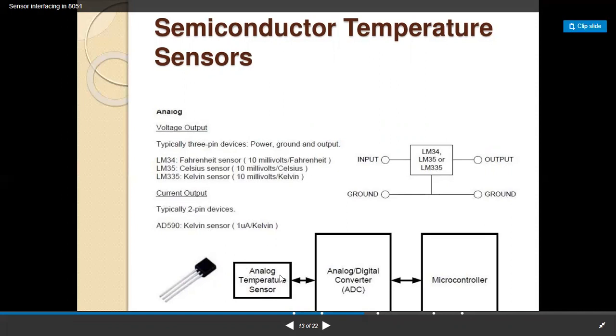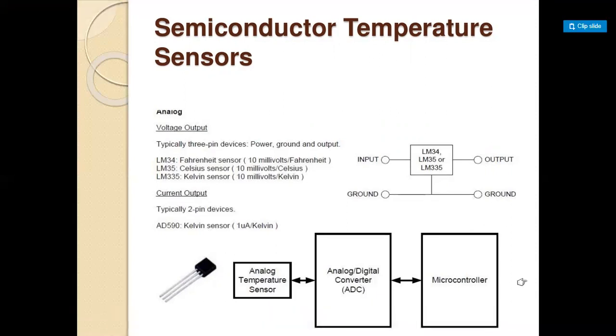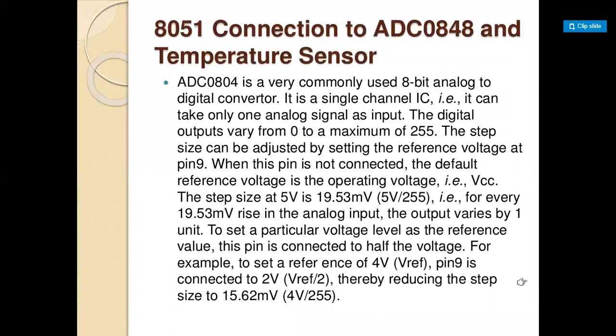This is my analog temperature sensor, this is my analog to digital converter, and this is my microcontroller. This is a semiconductor temperature sensor. The 8051 connection to ADC and temperature sensor uses the most commonly used 8-bit analog to digital converter. जैसे हमने कल वीडियो में analog to digital converter किया भी था, and digital to analog converter के साथ भी interfacing की थी. So it is a very commonly used 8-bit analog to digital converter, and it is a single channel IC. It can take one analog signal as input, and the digital output varies from 0 to maximum 255.